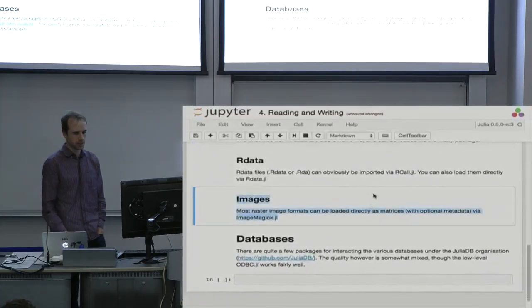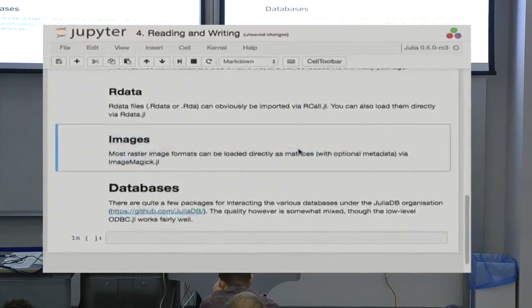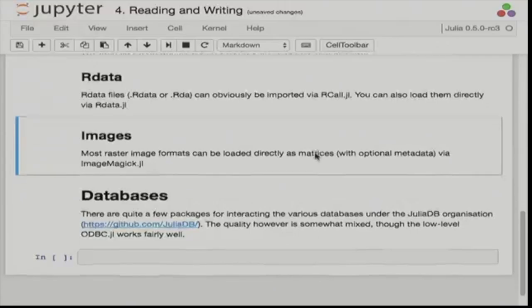And then especially image data, so any raster image format, so PNGs, bitmaps, JPEGs, etc., you can load them directly into Julia's matrices, or matrices of colors, or matrices of floats, etc.